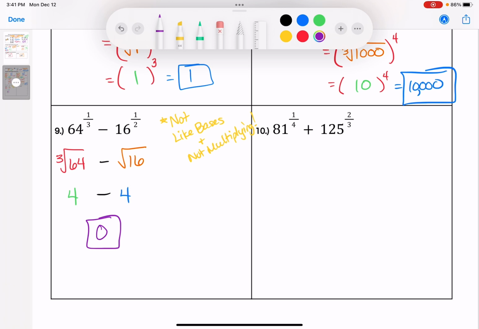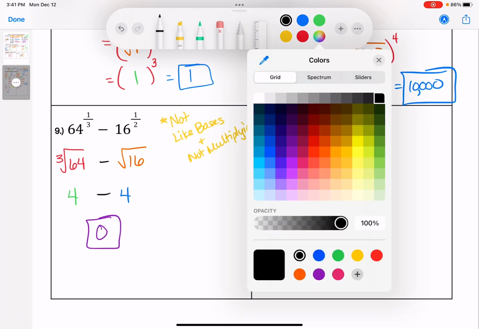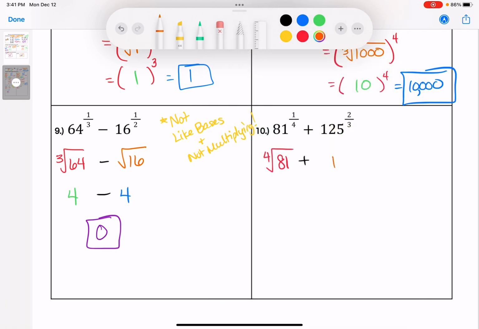All right, see if you can do number 10. Pause your video, see if you get it right. So again, different bases, not multiplying, can't combine. So I just have to do the 4th root of 81 plus, now this is a 2/3 power. So this would be 125 to the 1/3 power in parentheses to the 2nd power outside of the parentheses.